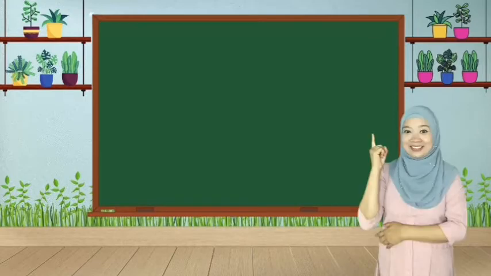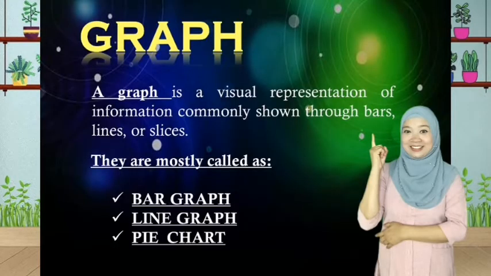Another type of graphical representation is a graph. A graph is a visual representation of information commonly shown through bars, lines, or slices. They are most commonly called bar graph, line graph, and pie graph.